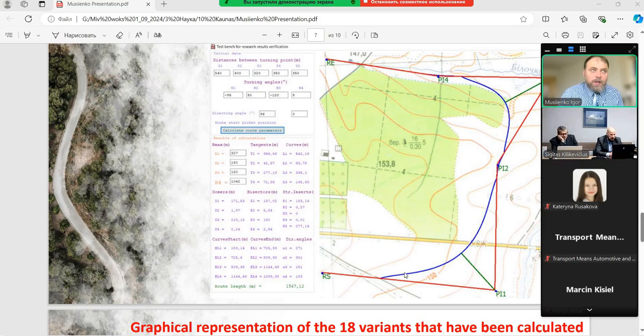C# and Windows Forms and GDI graphical system, GDI plus.